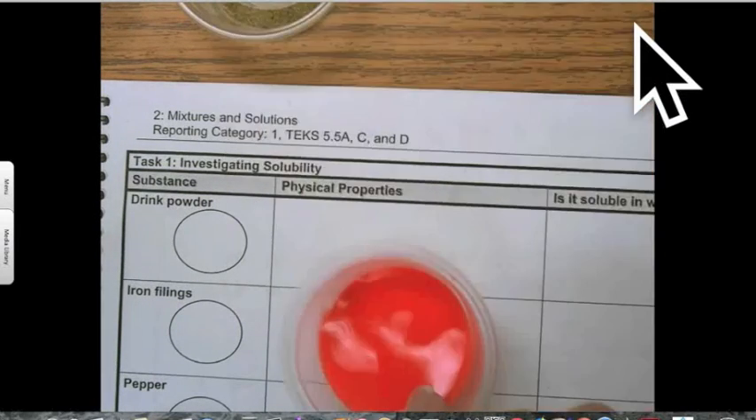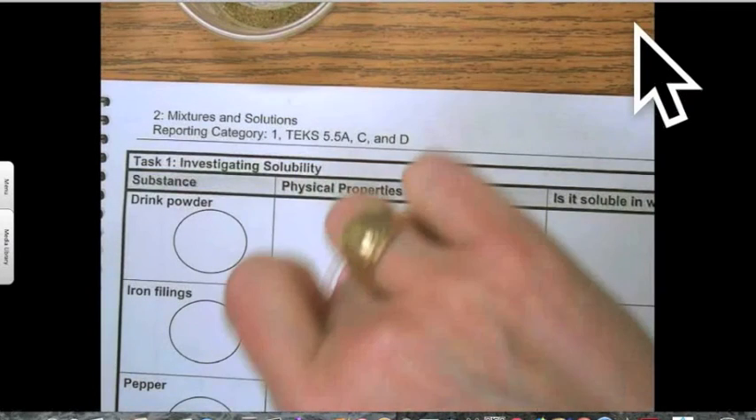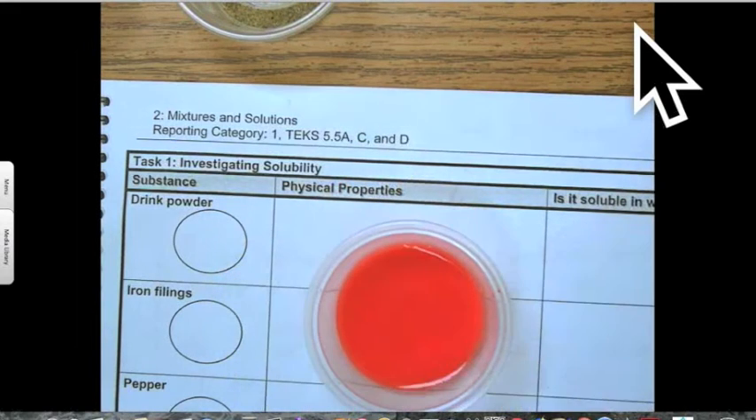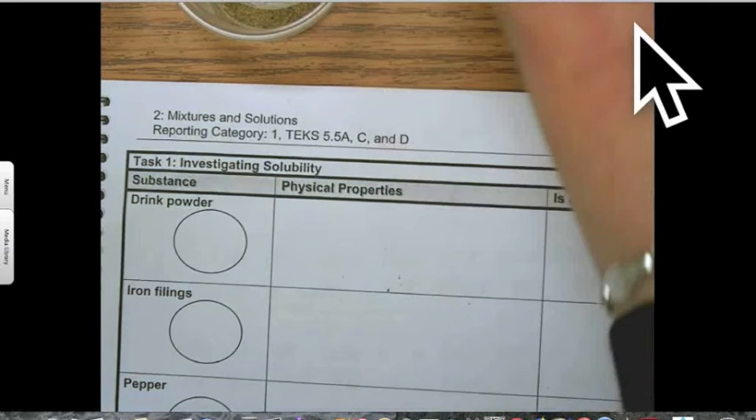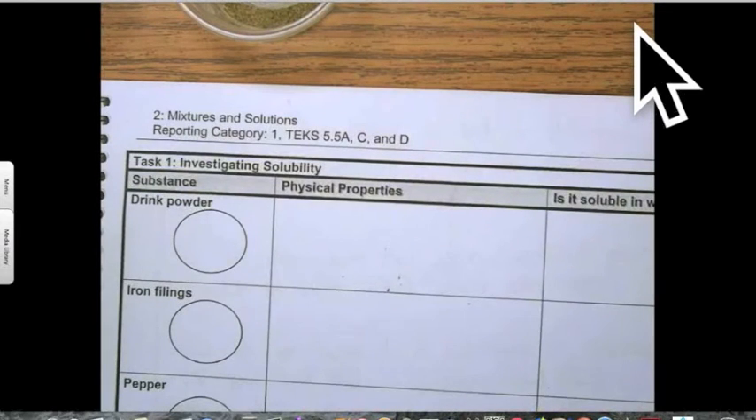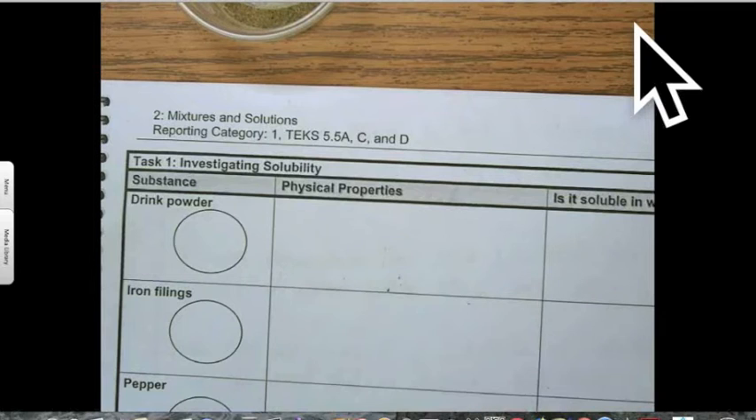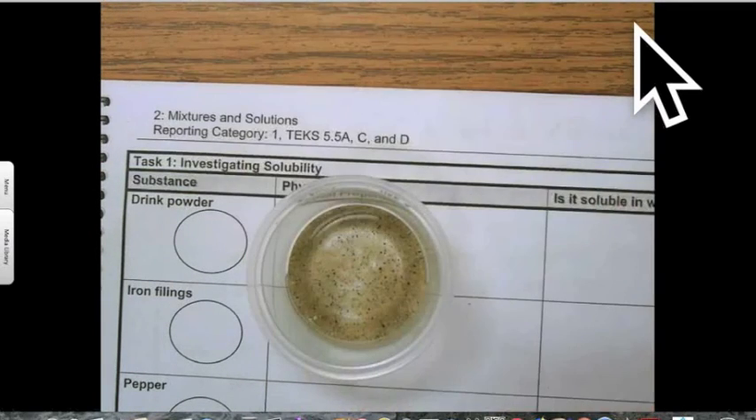First we had the drink mix. Changed from a solid to a liquid. Iron filings. Iron filings are still solid. The water is liquid. Pepper. Pepper flakes are still visible, so they're still solid. Sand. You can still see the difference between the sand and the water. There was no change.